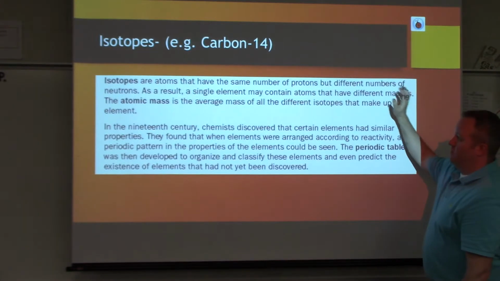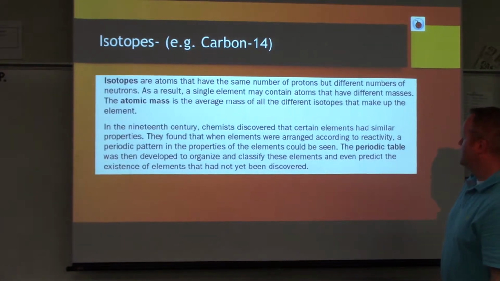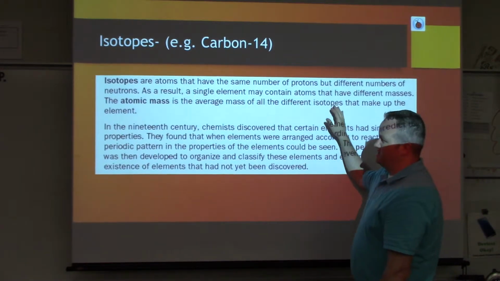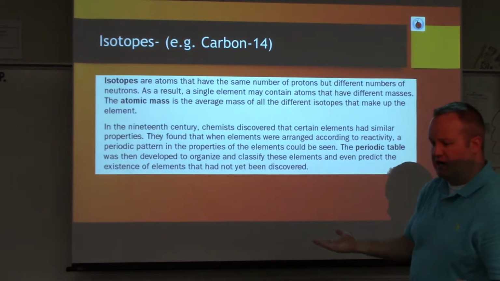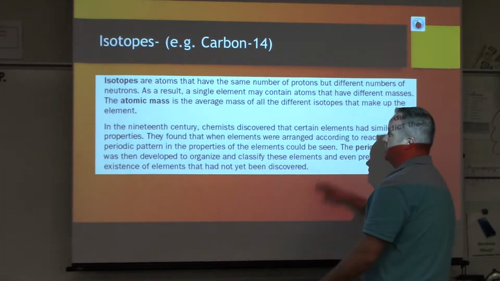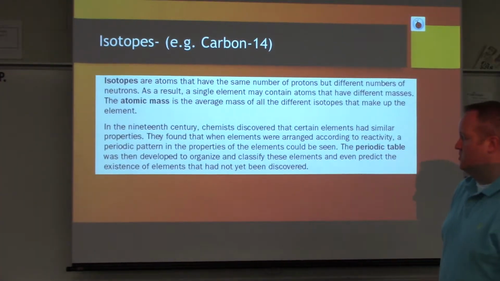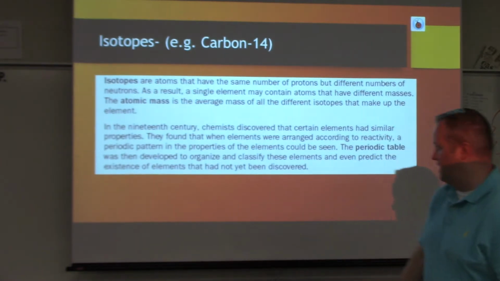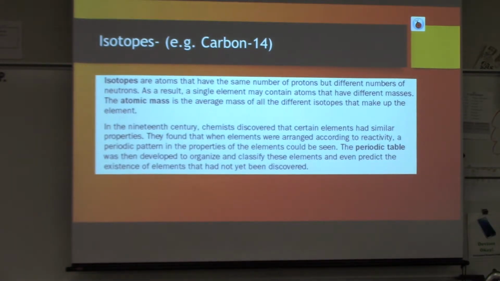So it says here, atoms that have the same number of protons, but different numbers of neutrons. So basically you could say that neon 20 and neon 19 are isotopes of the same element, or versions of the same element. The atomic mass that you see listed on the periodic table is going to be the average of all the different known isotopes of that atom. Alright?